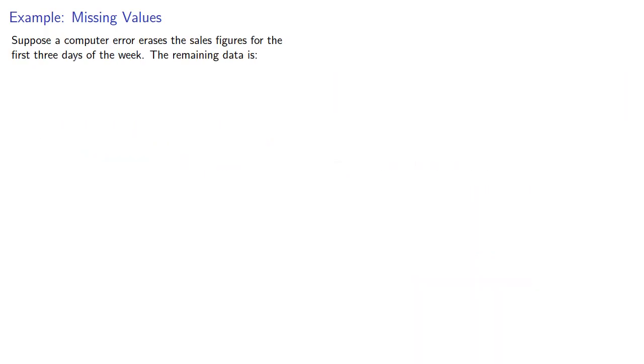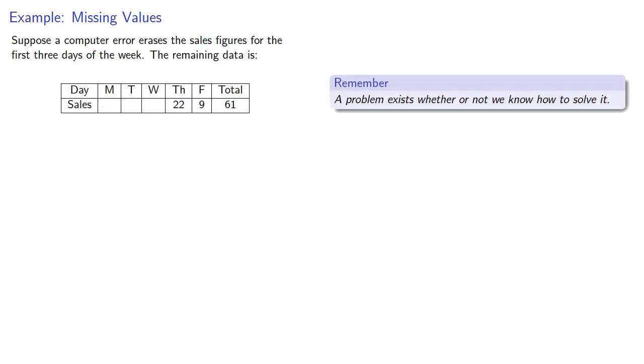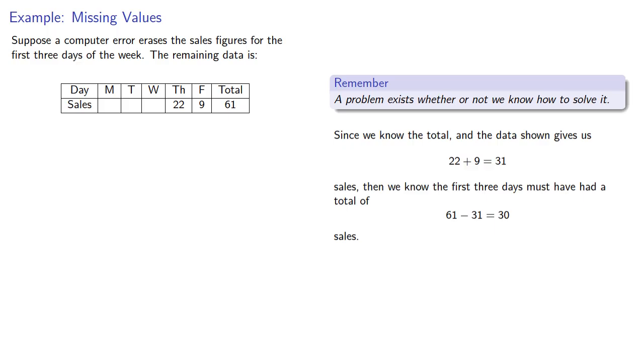For example, suppose a computer error erases the sales figures for the first 3 days of the week. The remaining data is, and again, a problem exists whether or not we know how to solve it. Since we know the total, and the data shown gives us 31 sales, then we know the first 3 days must have had a total of 30 sales. So we could find the probability a sale occurred on the first 3 days of the week, 30/61.